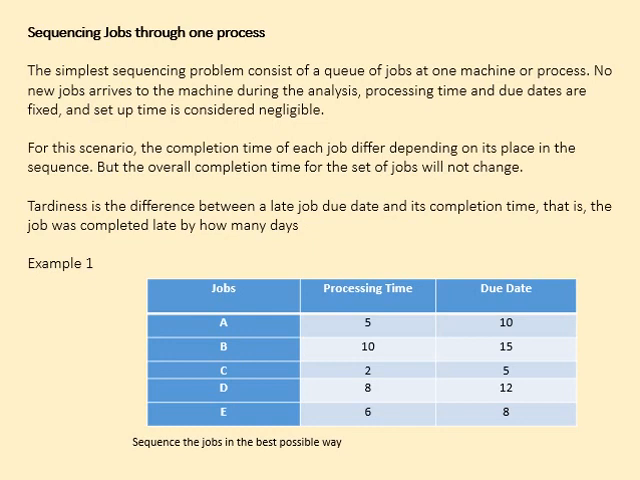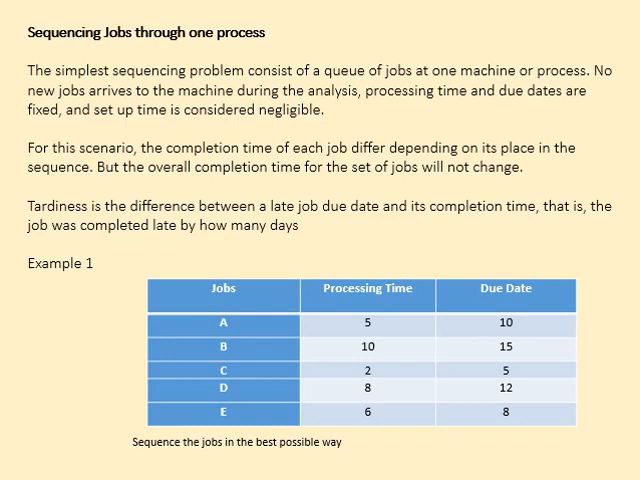Tardiness is the difference between a late job's due date and its completion time, that is, the job was completed late by how many days. With this background, let us try to sequence jobs with the data provided in example number 1. There are 5 jobs, A, B, C, D, and E, with their processing time in days and due date in days by which they need to be delivered. We want to sequence the jobs in the best possible way such that the maximum number of customers get their job in time and there are the least delays.